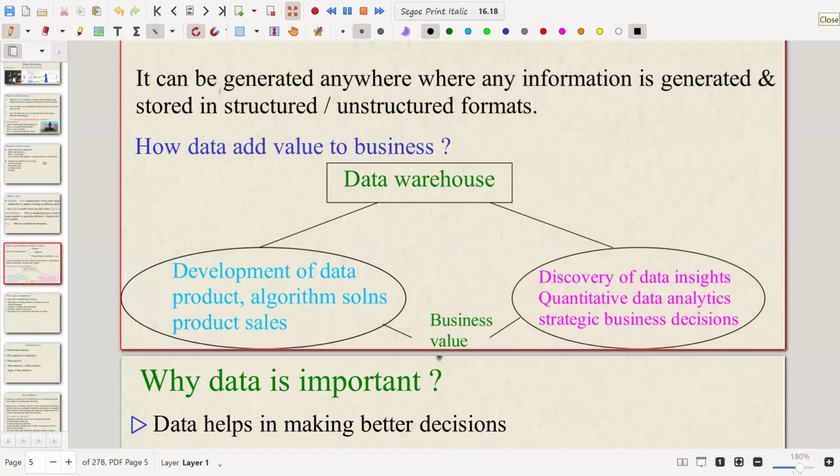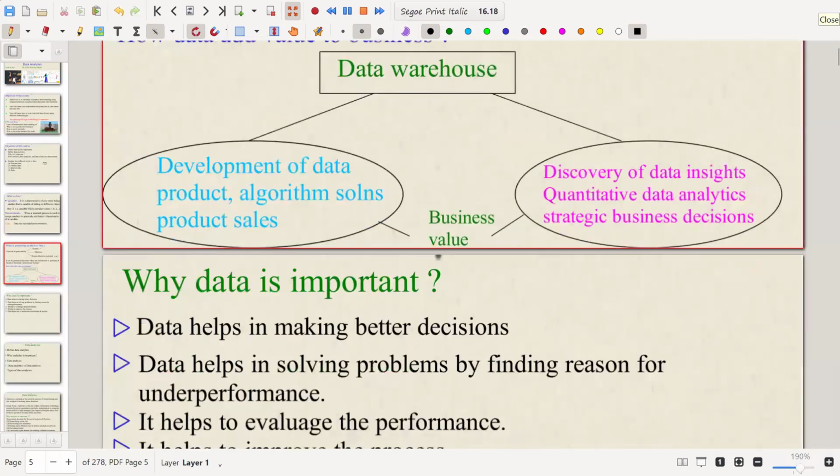Data warehouse is not that simple. It has a lot of small chunks that are interconnected, and that's how they make the data flow. A data warehouse is useful for development of data products, algorithm solutions, product sales, and also data insights. These are the keywords I suggest you keep in mind. From data, what insights you can make is known as data insights. And if you make visualizations of those insights, it is known as data visualization. Therefore, this course name is data analytics and visualization.